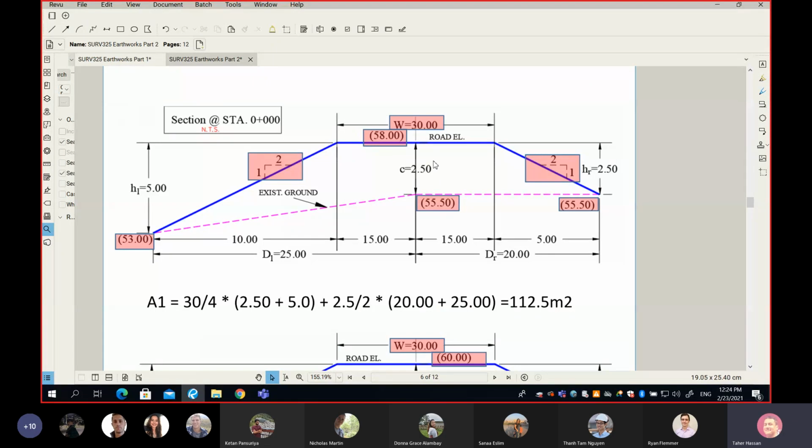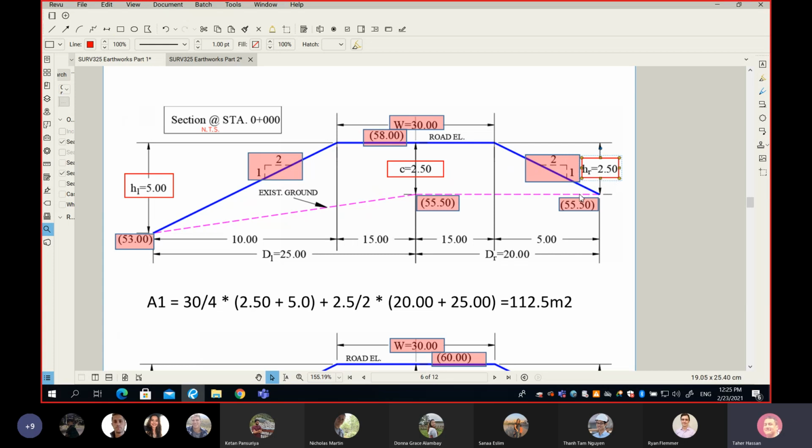Please watch this, very simple. Let's start with the C. I'll box the C for you. How can we find the C? Any idea how we find the little c, which is the depth of fill at the center line? Elevation of the road with the elevation of existing. Exactly, sir. So that's the elevation of the road minus the existing ground at the center line. So 58 minus 55.5. Same thing applies to the left and to the right. For example, if you want to find HL, it's as simple as 58 minus 53, you'll get 5 meters on the left. How about the right? It is 58 minus 55.5, we get 2.5 meters on the right.